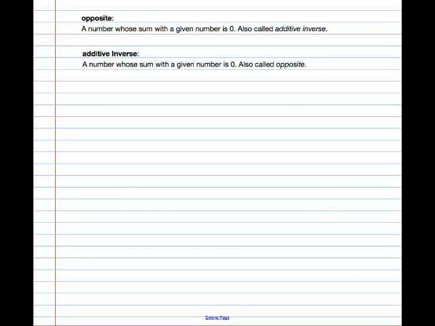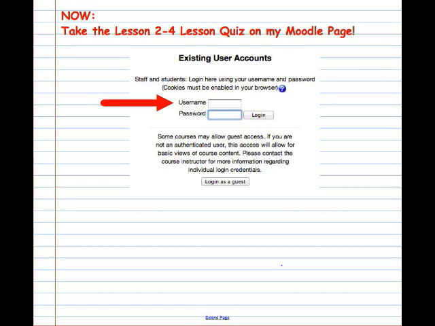These are the two vocabulary terms from Lesson 2.4. Opposites and additive inverses, they basically mean the same thing. They will be part of the vocabulary test that we're taking on October 26th. Students are responsible for knowing all the vocabulary in Chapter 2.